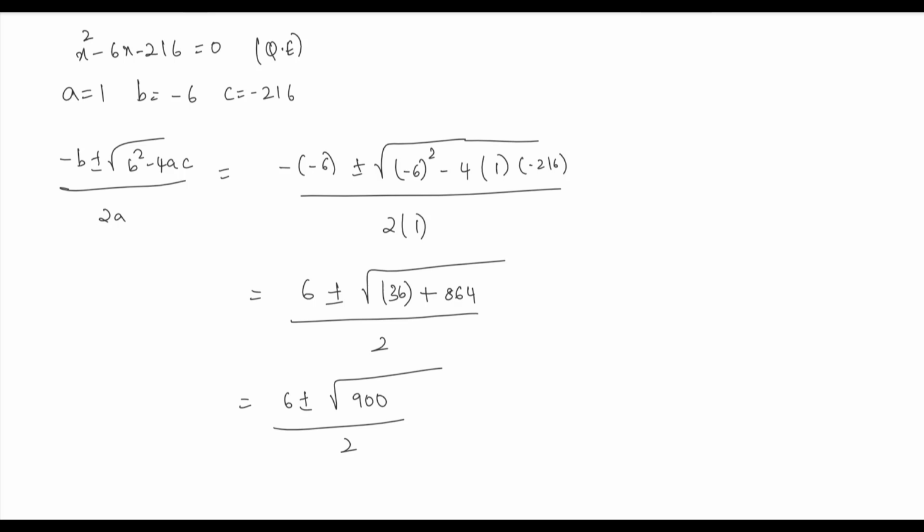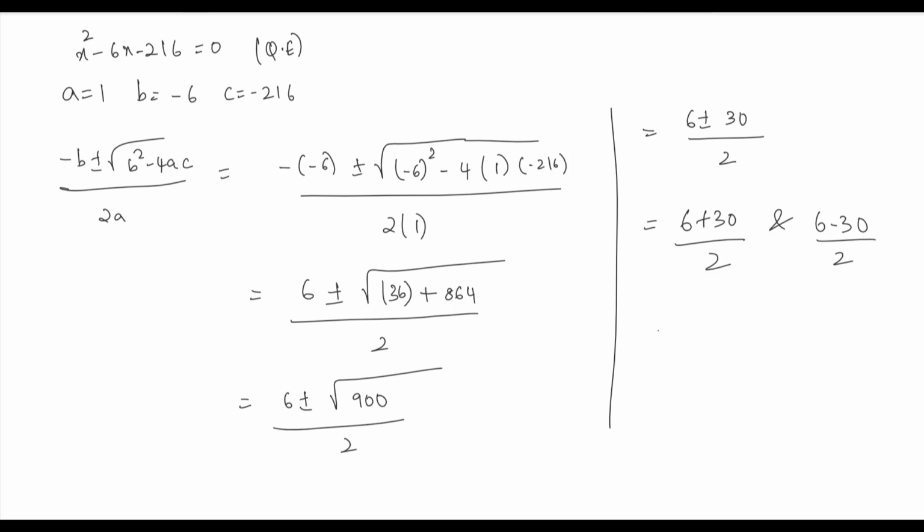900 by 2. Hence, we are left with 6 plus or minus 30. Root 900 is 30. Divide by 2. That is equal to (6 plus 30) by 2 and (6 minus 30) by 2. 36 by 2, which gives us 18, and minus 24 by 2, which gives us minus 12.